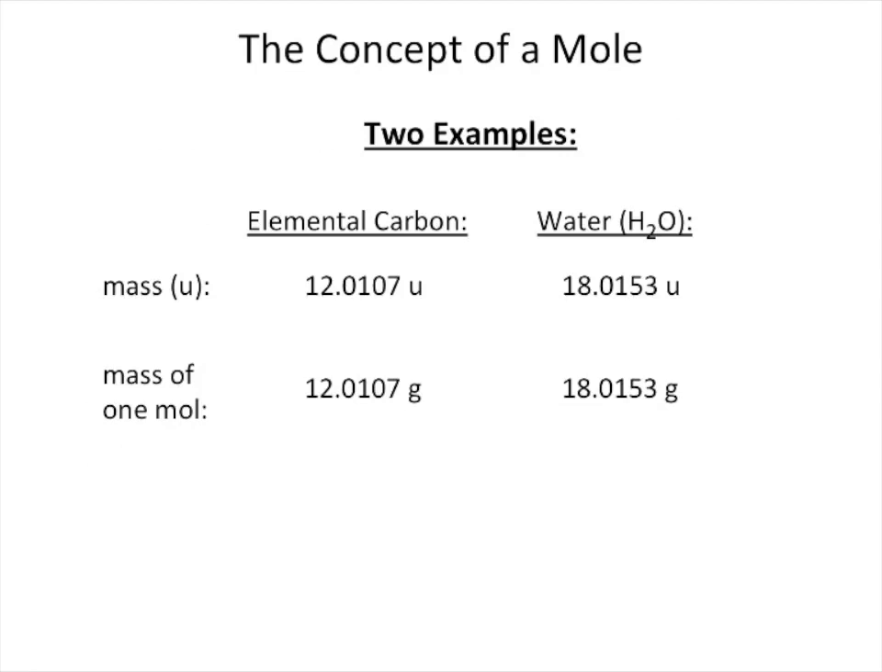So if you have elemental carbon, off the periodic table it says the mass is 12.0107 atomic mass units. So we define the unit of a mole such that 1 mole of carbon is that same number in grams, 12.0107 grams. So 12 grams, 12 atomic mass units, same thing on purpose. The same is true for water. If you add 2 times hydrogen plus oxygen together, you'll get 18.015 atomic mass units. And then for this molecule, a mole of water molecules is 18.015 grams. Same number for both atomic mass units and grams of a mole.